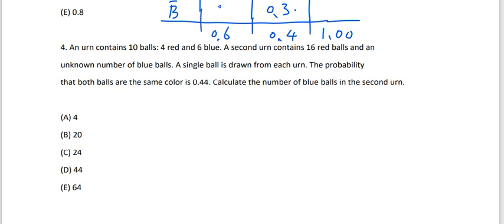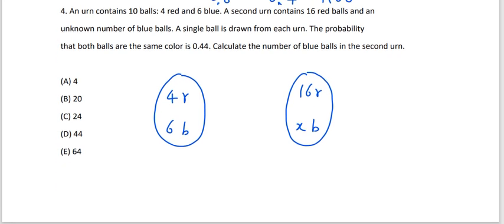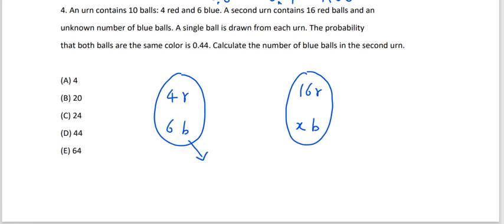Okay, so here we have 4 red balls and 6 blue, and here we have 16 red ones and an unknown number of blue, so we put x blue ones. Okay, so from here pick one, from here pick one.